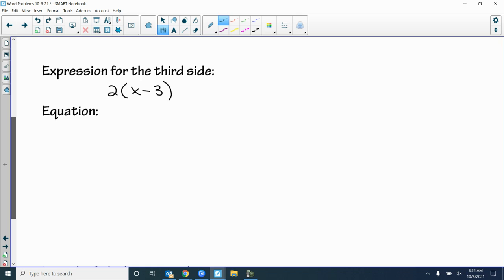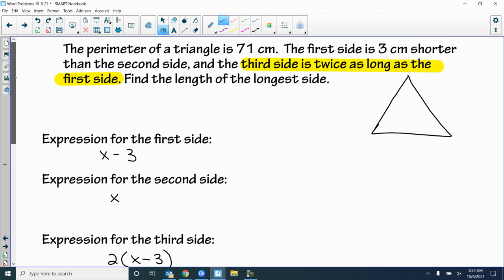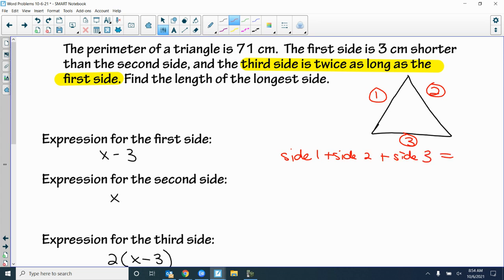Well, really, the perimeter. How do we find the perimeter of a triangle? We got to do a little bit more of that. So just overall, what's perimeter? Adding all the sides. Add all the sides up. So this is side 1, side 2, side 3. So the perimeter is side 1 plus side 2 plus side 3. And then we said the perimeter equals what according to the original problem? 71.